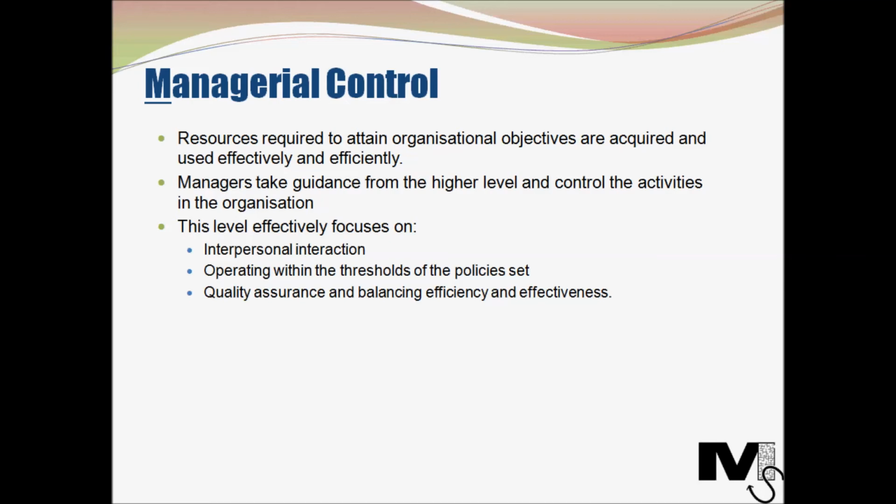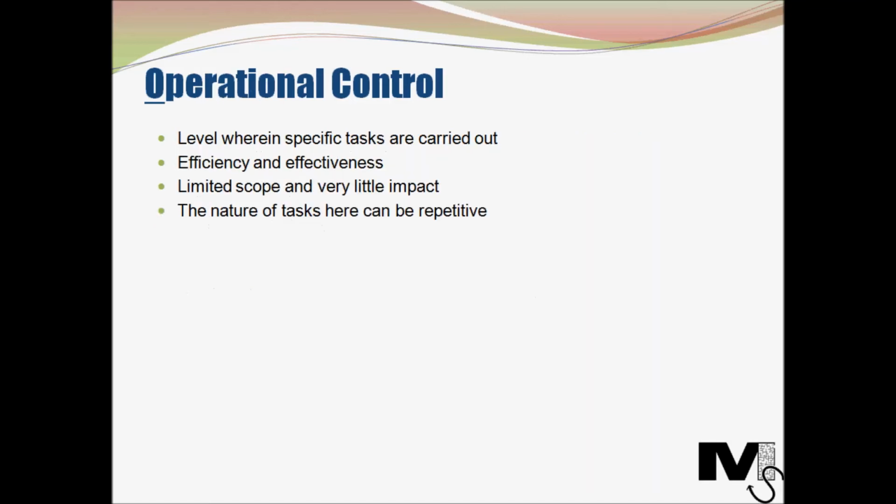So this level effectively focuses on interpersonal interaction or man management, operating within the thresholds of the policies set at the highest levels, and quality assurance and balancing efficiency and effectiveness again. Now, the level at the bottom is operational control. The mandate in this level is to carry out specific tasks with a view to follow the directives set by the higher level. So the directives are set at the middle level, the managerial control level, and the tasks are actually performed in the operational control level.